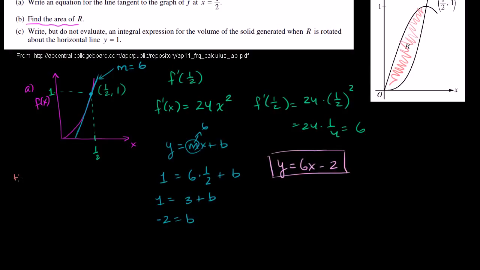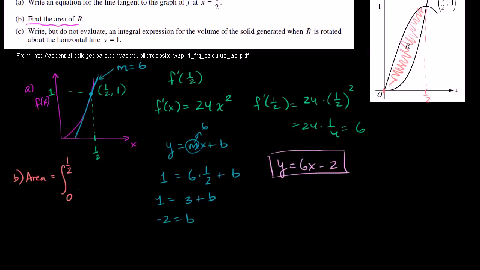Part B, the area of R is going to be equal to the integral from 0, that's this point of intersection right over here, to 1/2. So let me make it clear. This is 0 to 1/2. And then the function on the top, so we could just take the area of that, but then we're going to have to subtract from that the area underneath the function below.